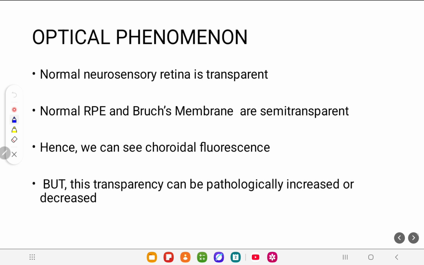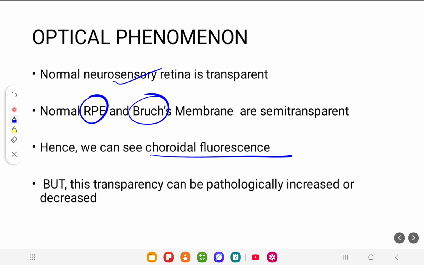So, what is the optical phenomenon? The normal neurosensory retina is transparent, and the RPE and Bruch membrane are semi-transparent. So these two work as something that hides the thing beneath, that is the choroidal circulation, isn't it? Because RPE and Bruch membrane are semi-transparent, we can see the choroidal fluorescence. But if this transparency is pathologically increased or decreased, then what will it be? Then we have a window defect.